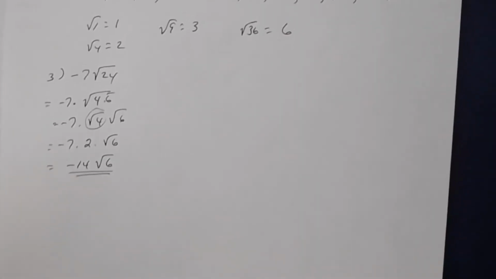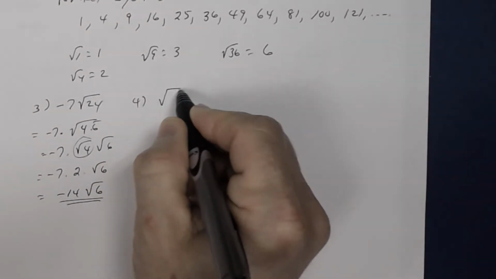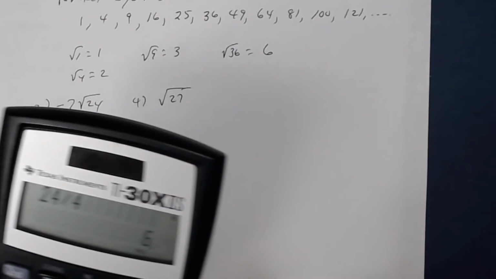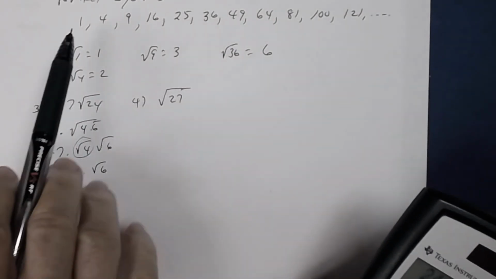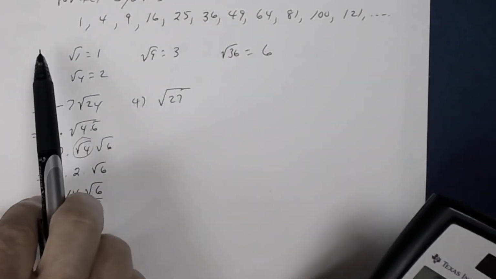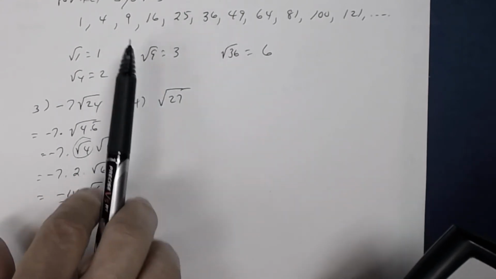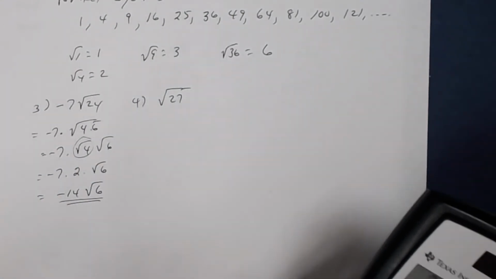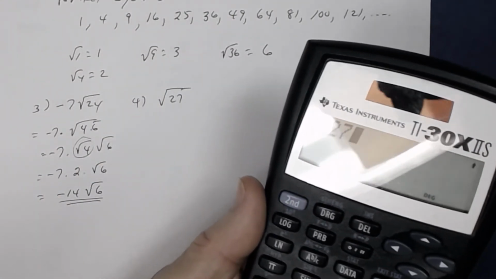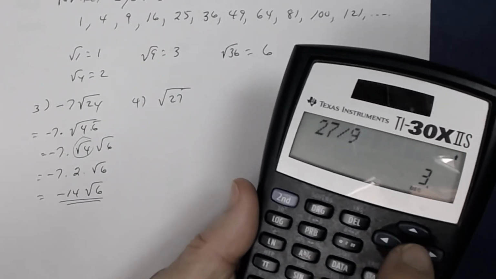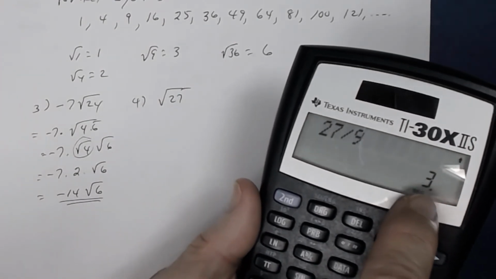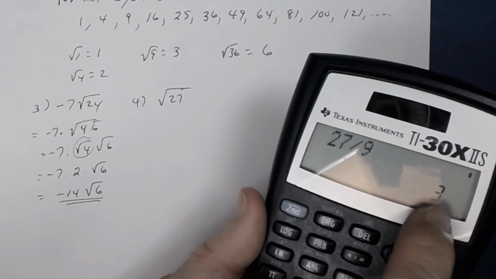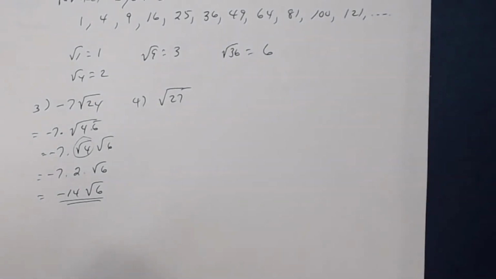All right. Number 4 is the square root of 27. So let's think about this. Besides 1, what's another perfect square that goes into 27? Well, that one's easy, right? So you'd say 9. And then 27 divided by 9 is 3. Is there a perfect square that goes into 3 besides 1? No. So 9 times 3 is 27.